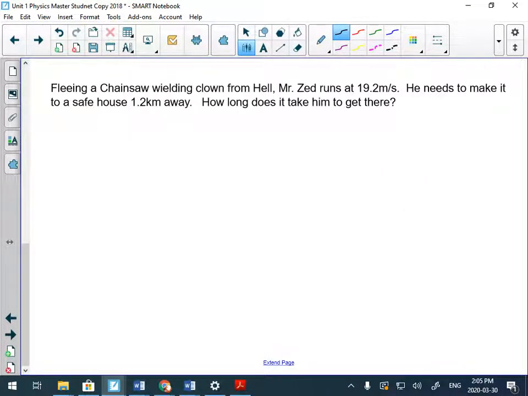Okay, fleeing a chainsaw-wielding clown from hell, Mr. Z runs at 19.2 meters per second. He needs to make it to a safe house 1.2 kilometers away. How long does it take him to get there? All right, well, let's write down our formula, and let's start our toolbox. Mr. Z is running at 19.2 meters per second. He is very scared, so he is booking it.